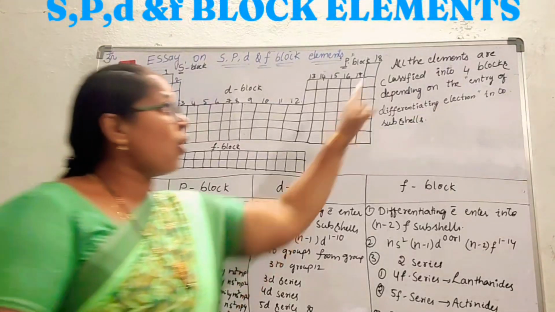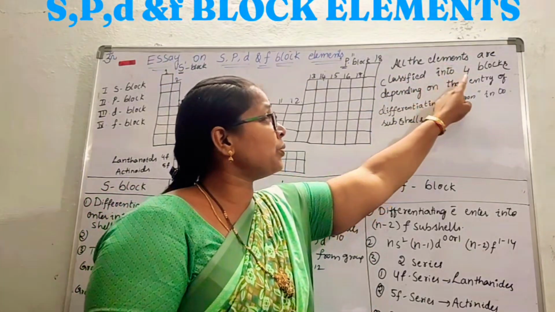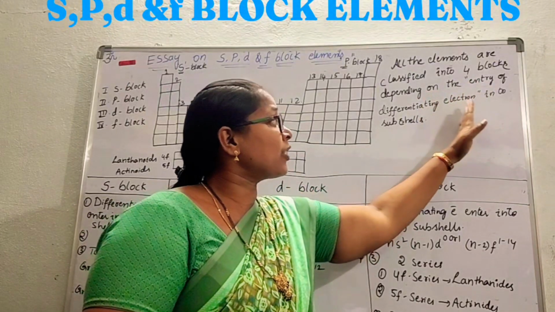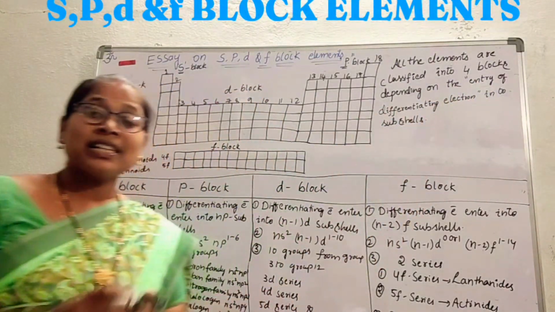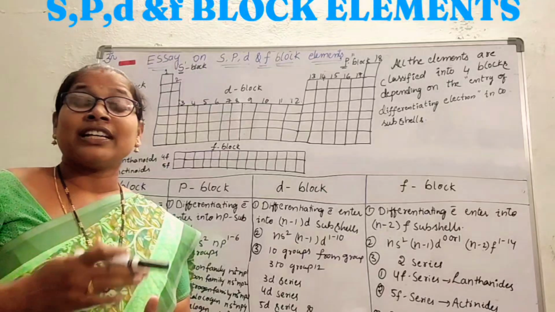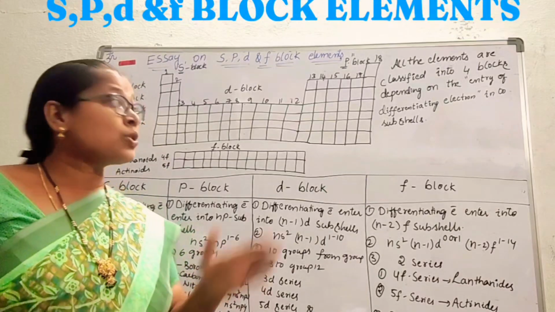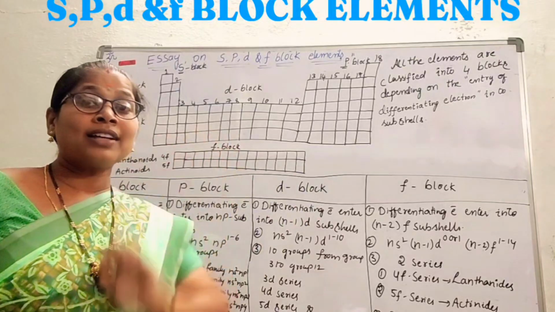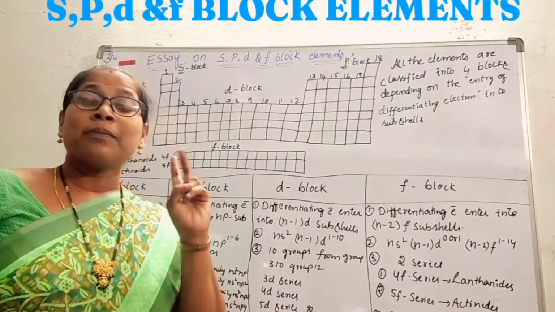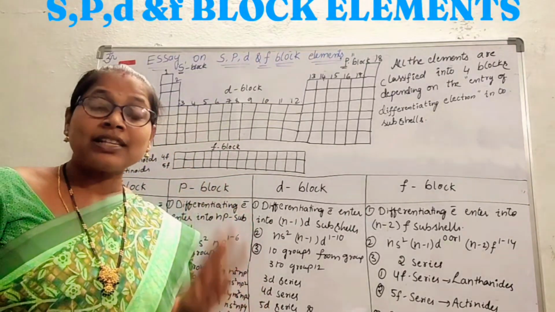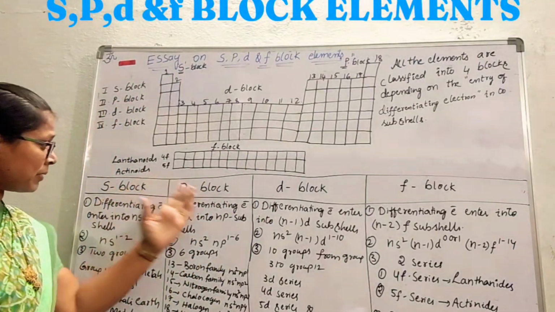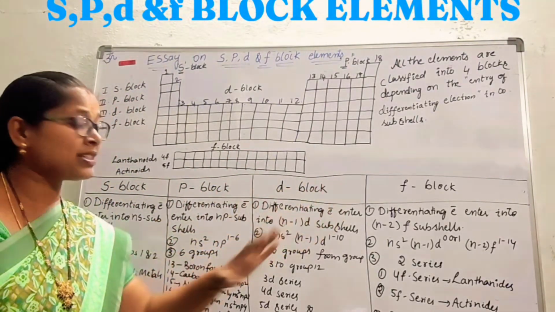All the elements are classified into the 4 blocks depending on the entry of the differentiating electron into subshells. So all the elements in the periodic table are classified into S block elements, P block elements, D block elements and F block elements. Let us see their characteristics.